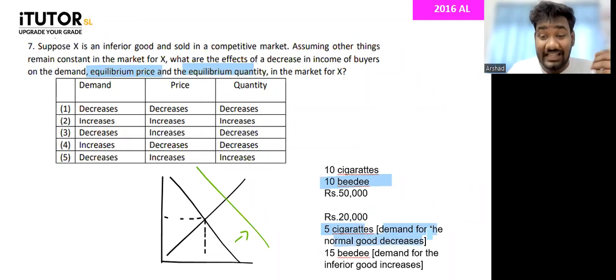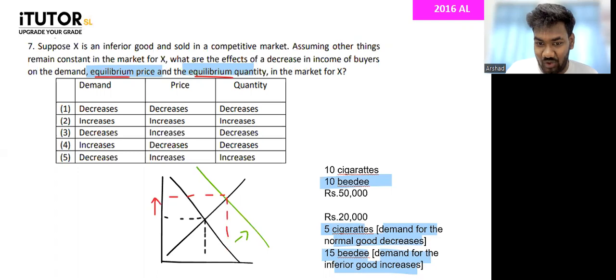But if you take the inferior good, which is BD, for that what happens? The demand increases. So demand increasing, how do you show? Rightward shift of the demand curve. Okay. Then guys, can you tell me what will happen to equilibrium price and quantity? Very easy. Now they are directly asking for equilibrium price and quantity. So equilibrium price will go up.